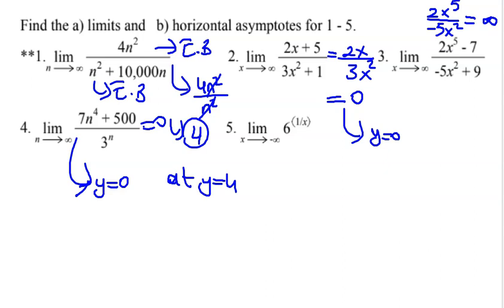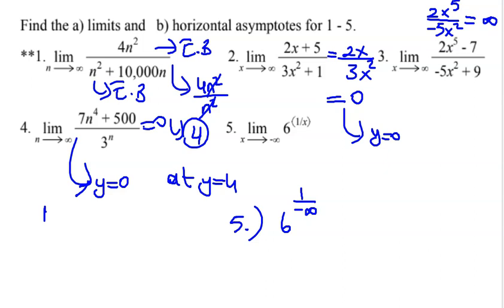Okay, so number 5, limit x approaches negative infinity, 6 to the power of 1 over x. So in this case, I'm going to take a different approach to find the limit of this function. So what I mean is I'm going to plug in this negative infinity into this function, and let's see how it's going to turn out, okay? So let's do it. I'm going to do it over here, number 5. 6 to the power of 1 over negative infinity, okay? So we know that when you divide any number by infinitely large number, it's going to be equal to just 0. The entire thing is going to approximate to 0.